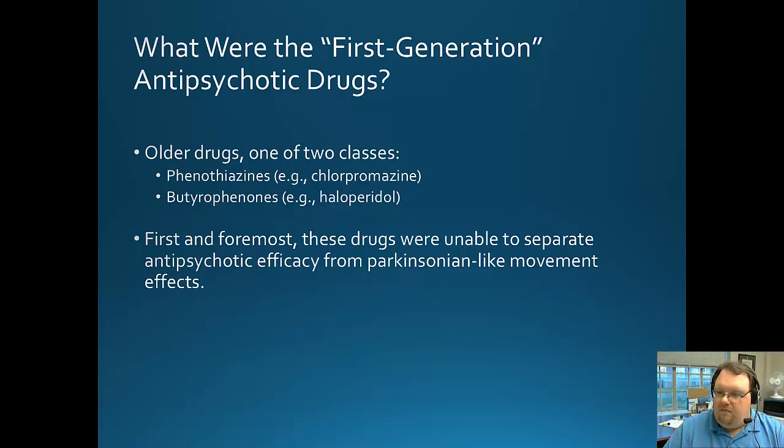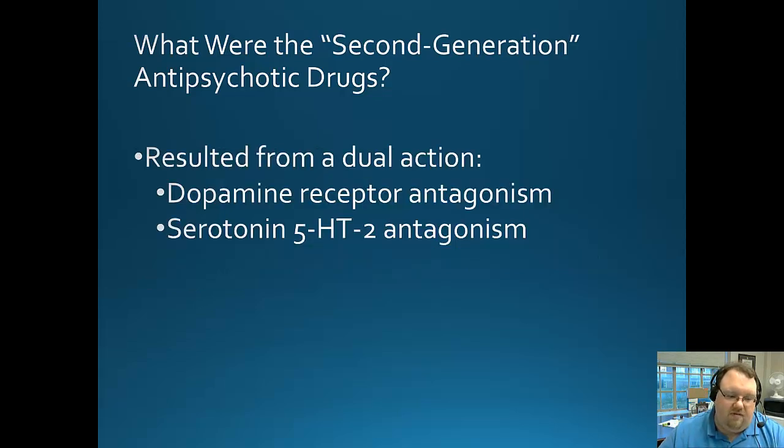So with the older drugs, you had two classes, and one of the problems that we saw is that these drugs were unable to separate antipsychotic efficacy from the Parkinsonian-like movement effects. Basically, if you had one, you had the other. If it worked, you're going to have some extrapyramidal effects, some Parkinsonian movement effects. So it's more a balance of trying to find whether you can get to an effective dose at a level that you can tolerate. That's really where the second generation improved.